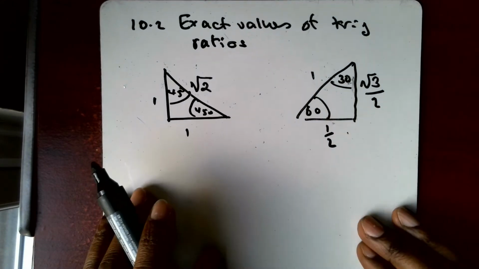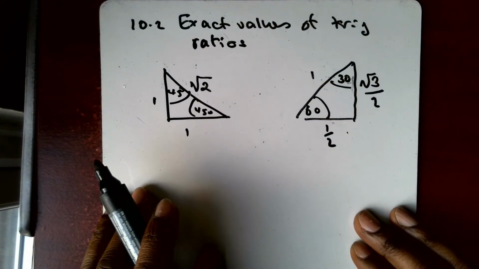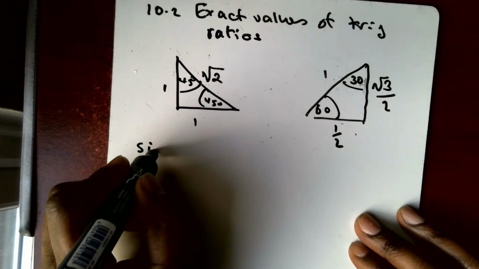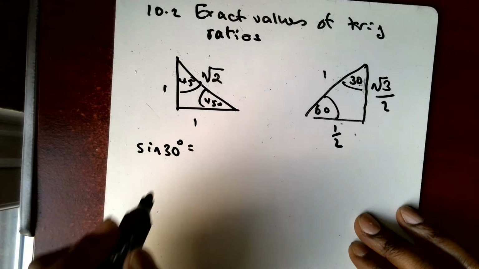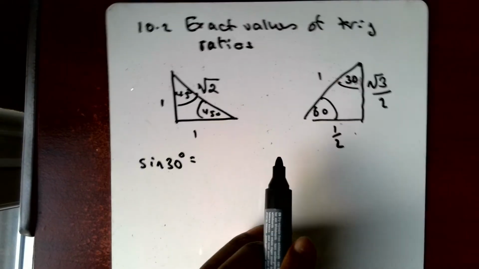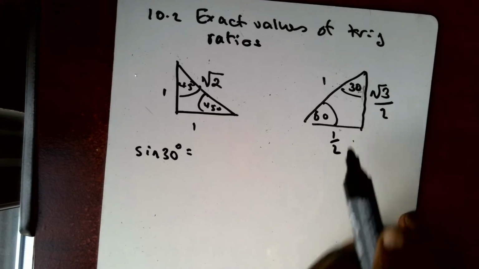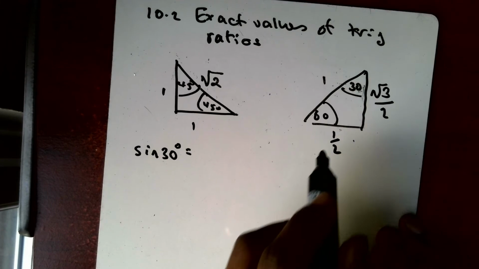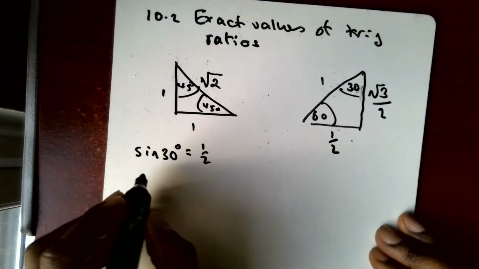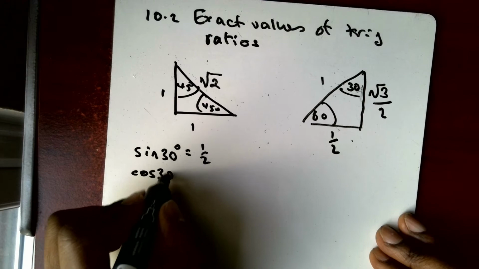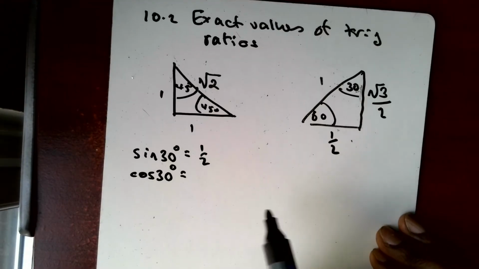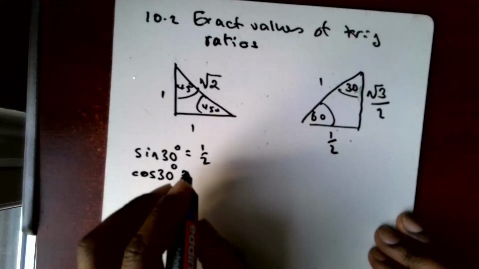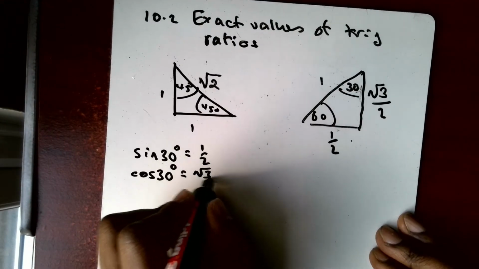So what I'm going to do is work out the sine, cos or tan of either 30, 45 or 60 degrees. So let's start with sine 30. Okay, so sine 30, if I go to this triangle here, sine is the opposite over the hypotenuse, so it's half divided by 1, so it's a half. Cos 30, well, if I look at this triangle, it's going to be the adjacent over hypotenuse, so root 3 over 2 divided by 1, which is going to be root 3 over 2.